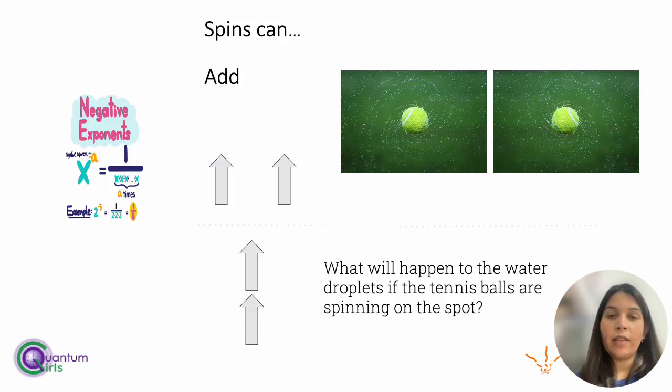Spins can add together. When we stack the spinning tops, they kept spinning. Where is the spin arrow pointing for each of these images? What happens when the tennis balls meet? Will they spin more, less, something else?